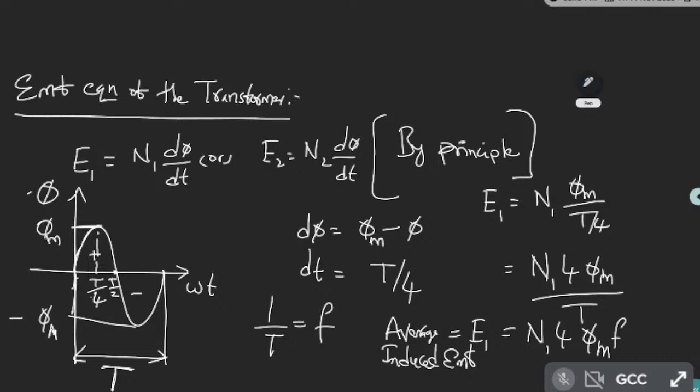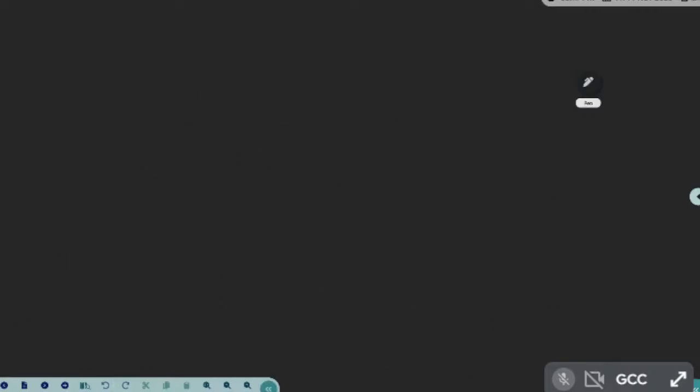VRMS by V average is equal to 1.11. Okay. So here, this is called average induced EMF. Average induced EMF is equal to how much? 4f pi m n1. If it is E1, it is n1.